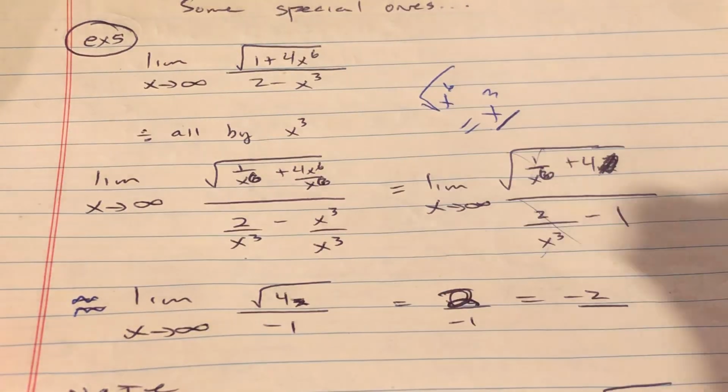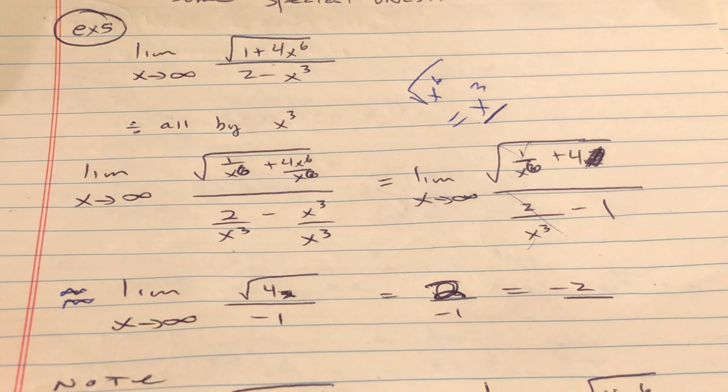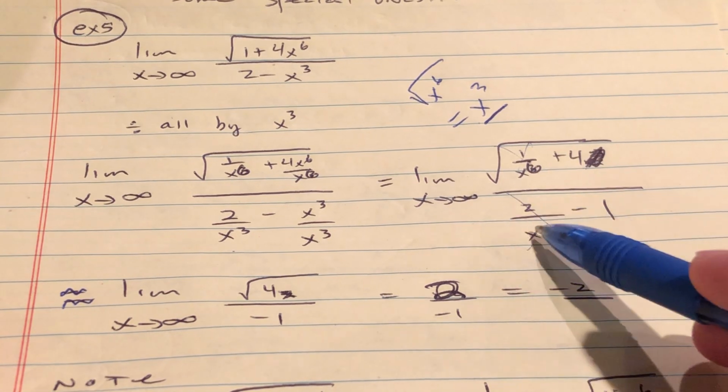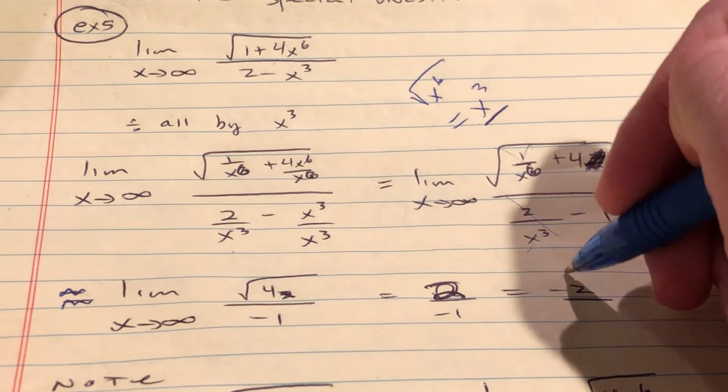So notice I use the approximately. This is essentially the limit as x goes to infinity of the square root of 4, 0 plus 4, over 0 minus 1, a negative 1. Well, the square root of 4 is 2. 2 divided by negative 1 is a negative 2.